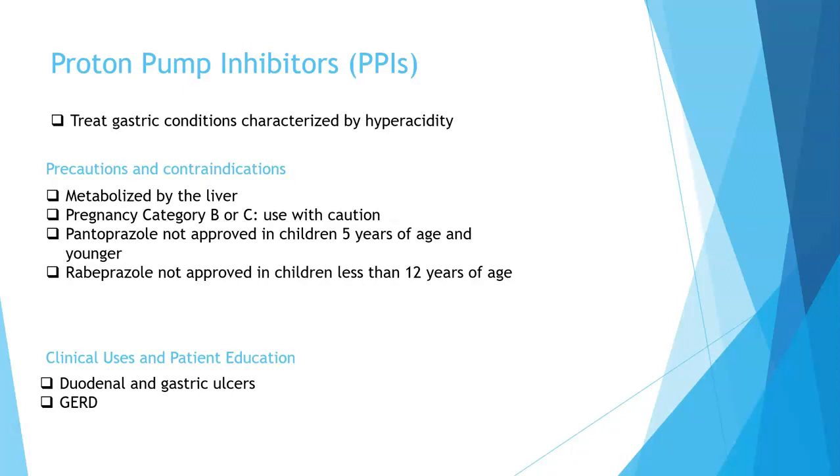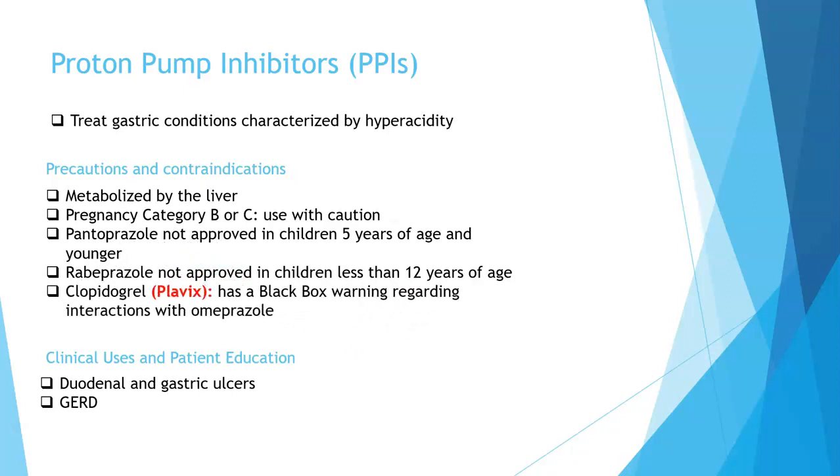So we move on to proton pump inhibitors, or PPIs. They treat gastric conditions characterized by hyperacidity. It's metabolized by the liver. It's a pregnancy category B or C, so use with caution. Do the benefits outweigh the risks? Pantoprazole is not approved in children 5 years of age and younger. And rabeprazole is not approved in children less than 12 years of age.